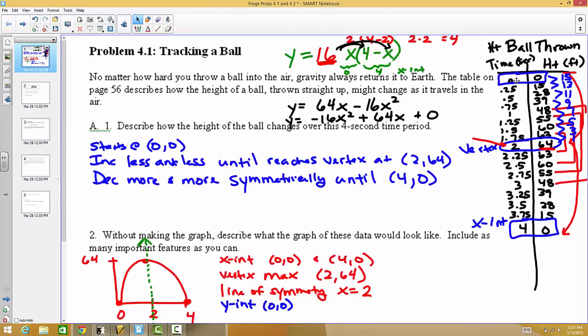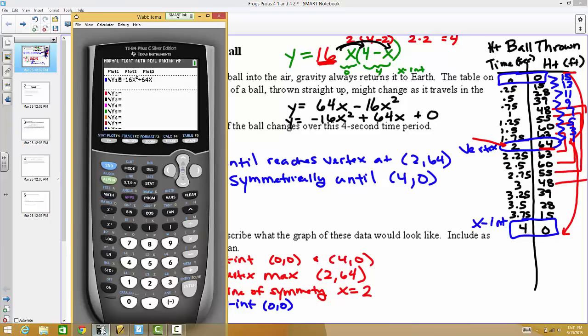The x values we need to look at are from 0 to 4. The y values we need to look at go up to 64. So you need to tweak your window so that you can see this graph. Your x minimum can be 0. Your x maximum could be 4. And if you're going to go from 0 to 4, you probably want to count by 0.5 or maybe even something smaller because you want about 10 marks at the bottom where you're counting.